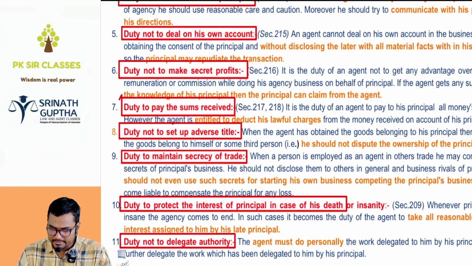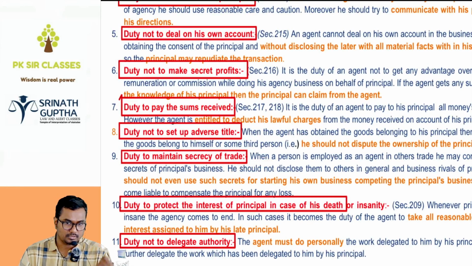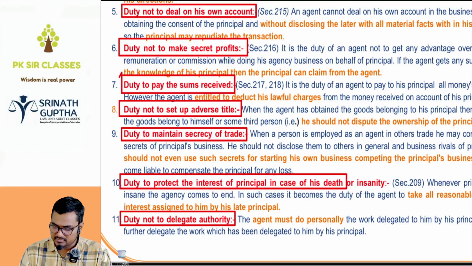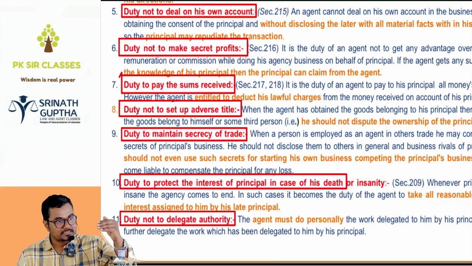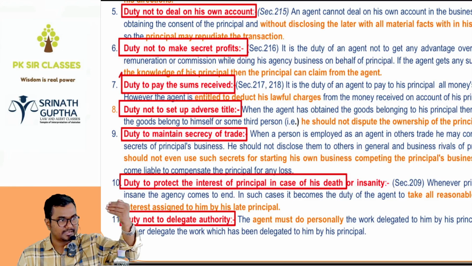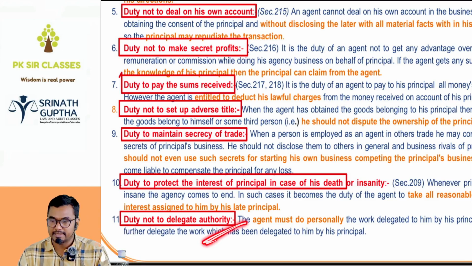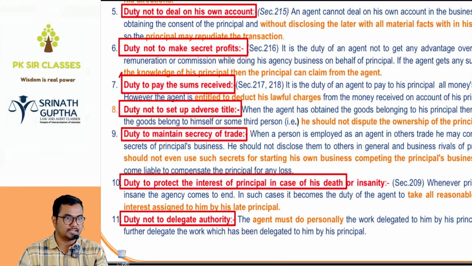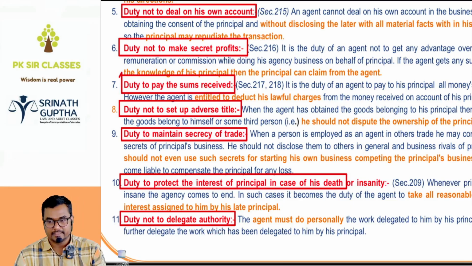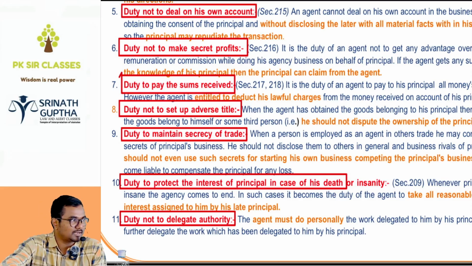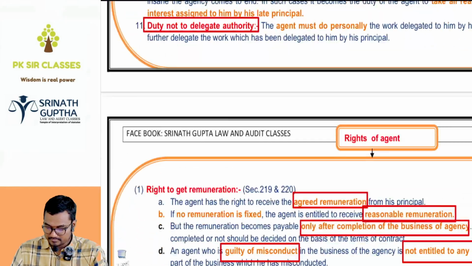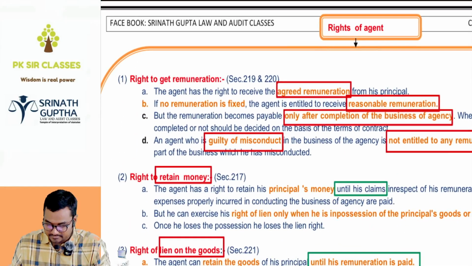And duty to maintain trade secrecy. How we purchase, how we sell, you should not inform our competitors. Duty to protect the interest of the principal in case of death. With the death of the principal, the agency comes to an end. Still, you have to protect the interest of the principal until the principal's legal representatives attend the shop. Last one, duty not to delegate the authority generally. Generally, the agent has to perform the duties personally. He should not delegate his authority to some third party. Done till now.